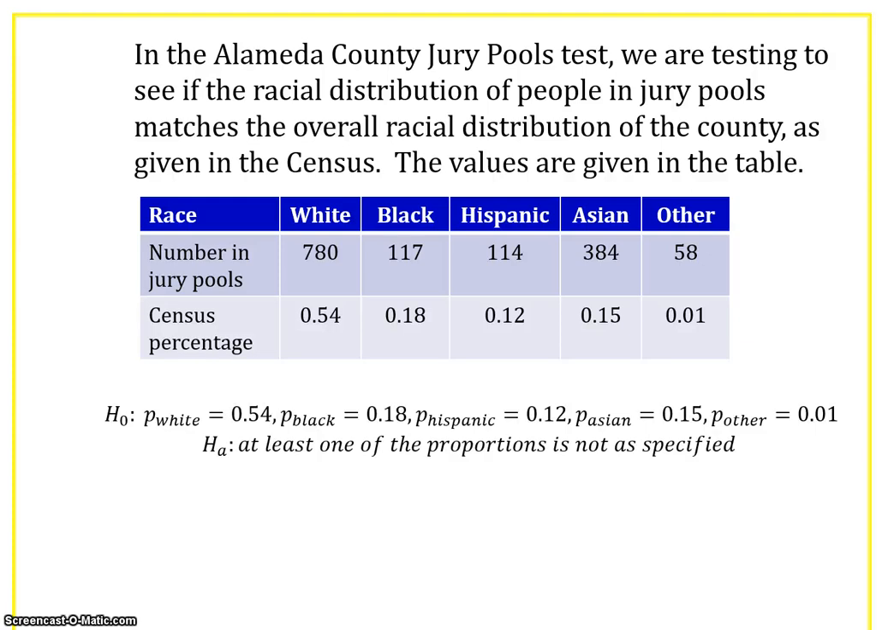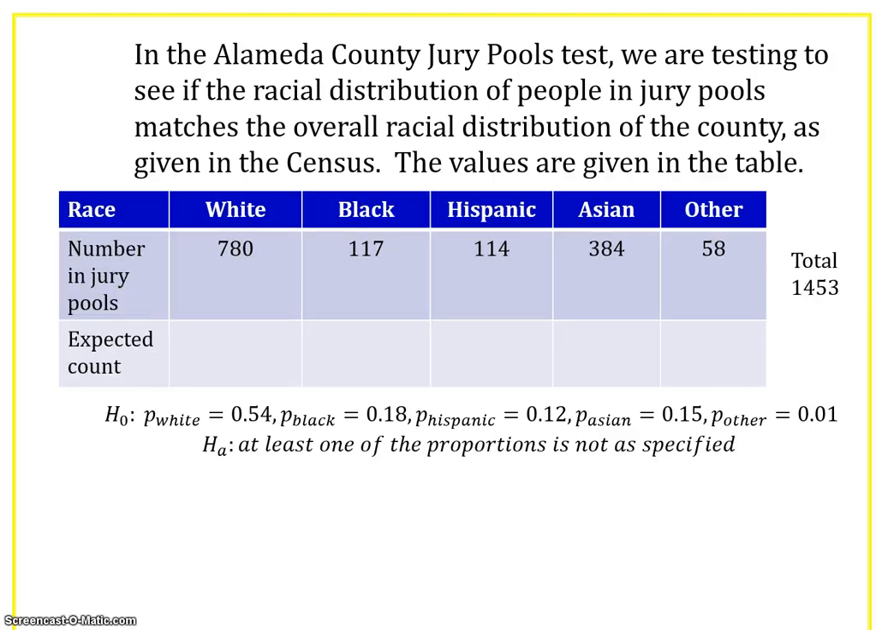So the first thing we need to do is make our hypotheses. And here they are. The proportion white is 0.54. The proportion black among all jurors is 0.18. The proportion Hispanic among all jurors is 0.12. The proportion Asian is 0.15, and the proportion other is 0.01. And our alternative, again, is that at least one of the proportions is not correctly specified in the null hypothesis.